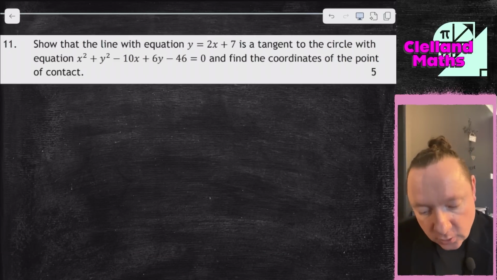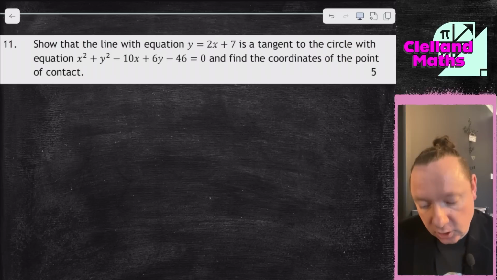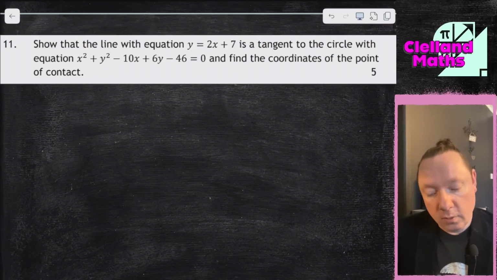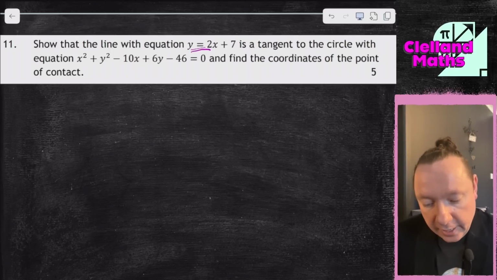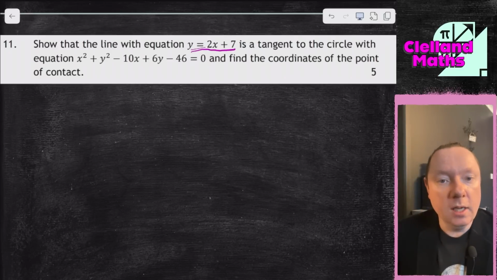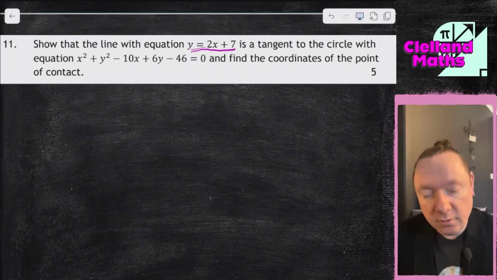Show the line with equation y equals 2x plus 7 is a tangent to the circle, well, there's the equation, and find the coordinates of the point of contact. So with questions like this, you want to make y or x the subject with your straight line part, which is already in y equals. If it isn't, you do that yourself, and then sub it into the circle.